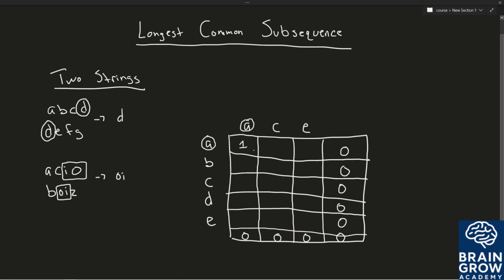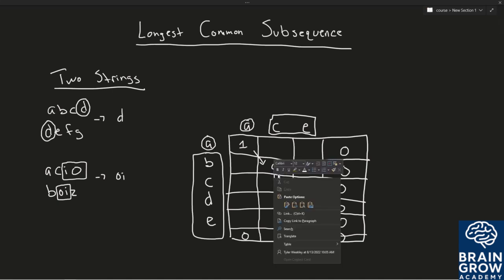Well, when you have a match, you're going to move diagonally. So we know we have something here that can contribute to our longest common subsequence. So we want to move diagonally. So we're done with the A's now. So now we are comparing B, C, D, and E to C and E. Well, we see that B and C obviously don't match. So we can put a 0 here. And when you don't have a match here, then you want to check to the right and you want to check down.